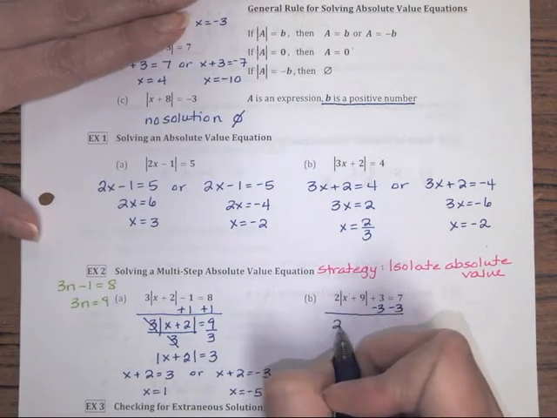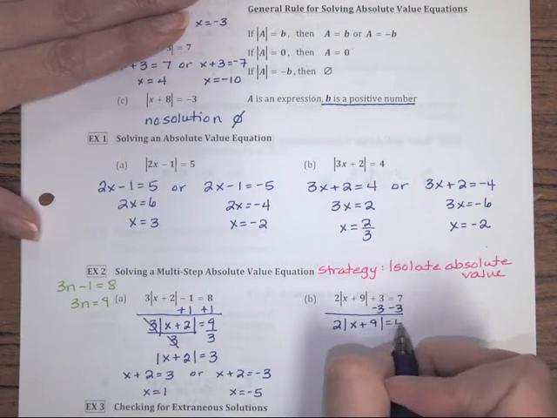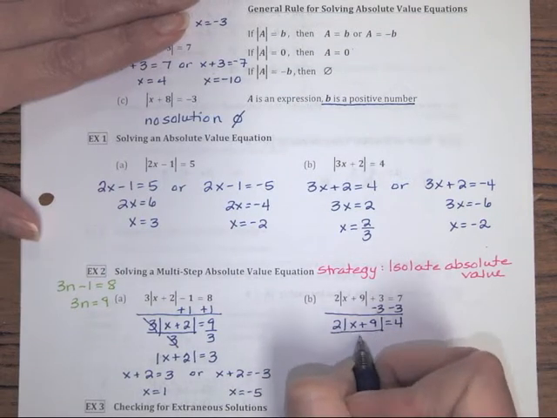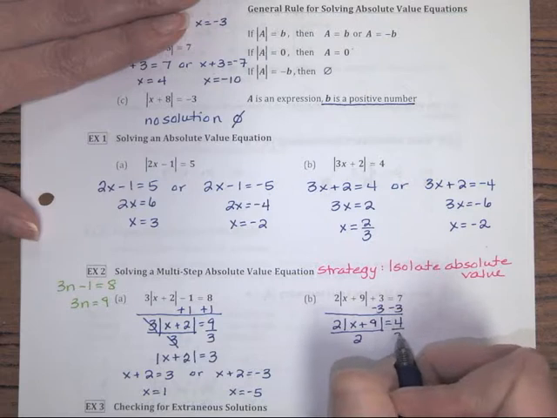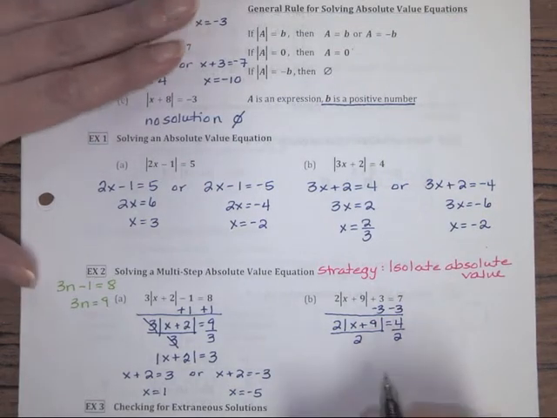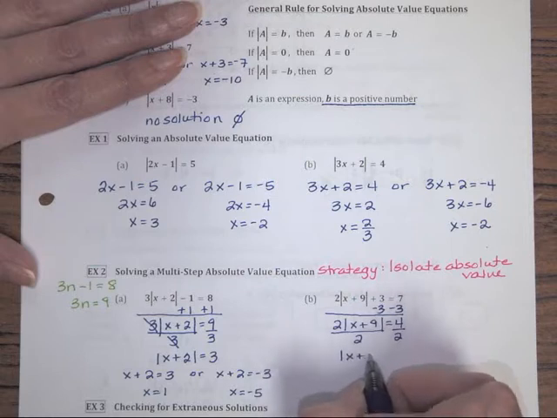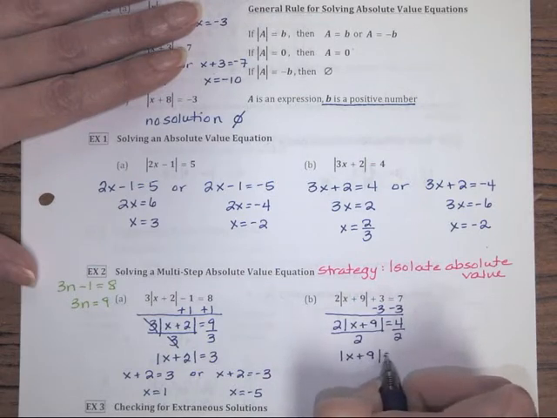And you have 2 times the absolute value of x plus 9 equals 4. Get rid of the 2 by dividing by 2. I think one of the biggest mistakes I see when students are doing this is they get to this point and subtract the 2. And it's a division situation, really. So we have absolute value of x plus 9 equals 2.